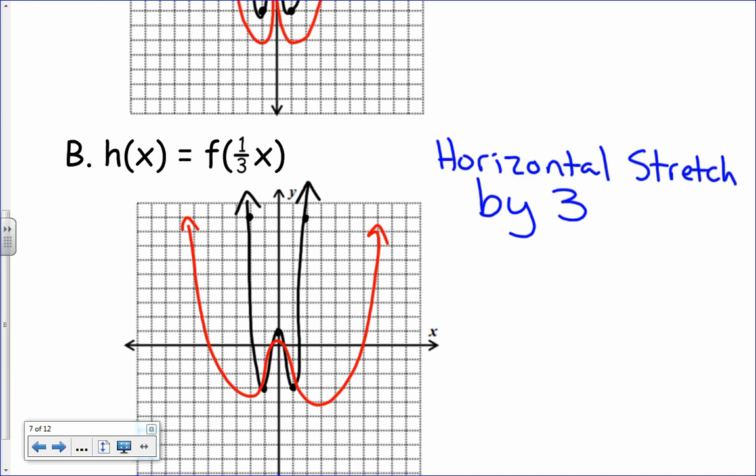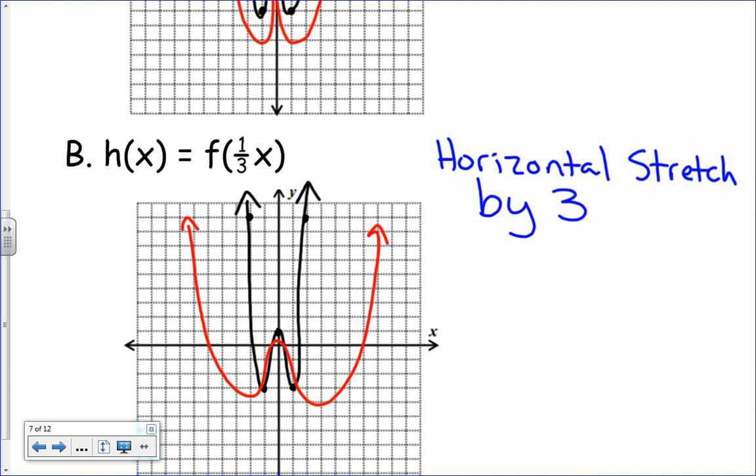Horizontal stretches and compressions, you flip, because they're inside. Okay, you see the chart for them. One of them says 1/5, and it says stretch by 5, right? And the other one says 3 and compresses by 1/3. It just flips whatever the number is because it's inside.